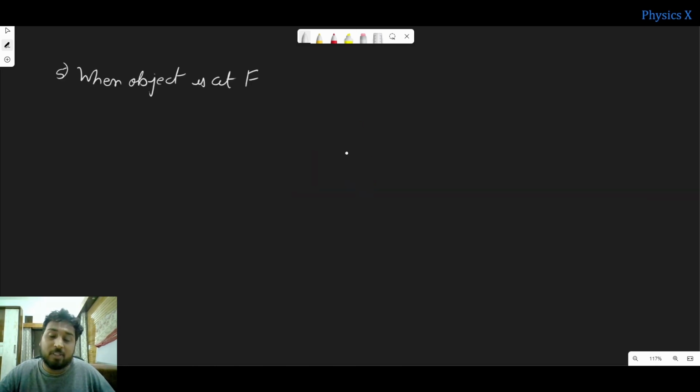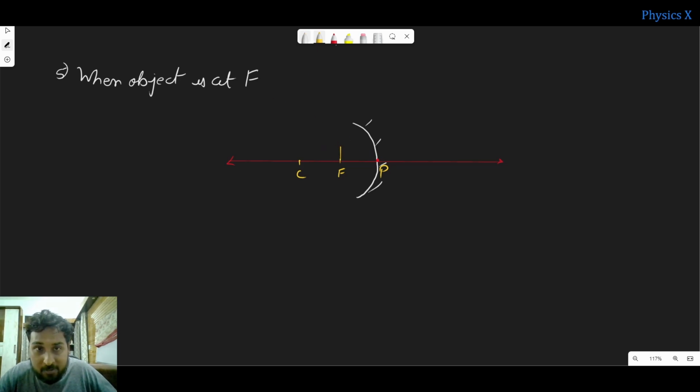So now let us see the case when the object is placed at F. So now I will be drawing this concave mirror. So yes, while watching you will also develop a habit, and when you see how the ray diagrams are being made, then you can easily draw them. So F and C, and this is the pole, right? I am telling when the object is at F, that means this is the position of the object.